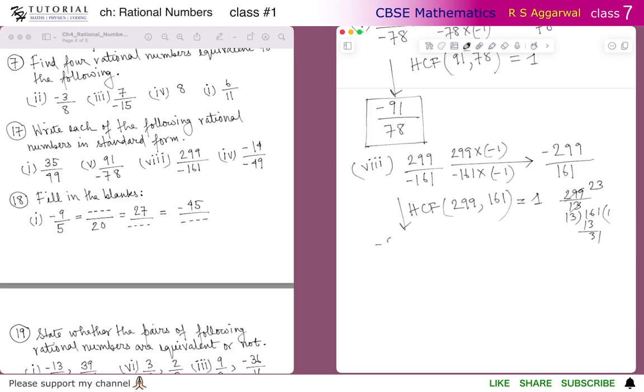So it is minus 299 by 161. This is the standard form of the rational number 299 by minus 161. I could be wrong. There could be some common divisor. If there is a common divisor other than 1 of 299 and 161, then we have to divide minus 299 by that common divisor and also 161.